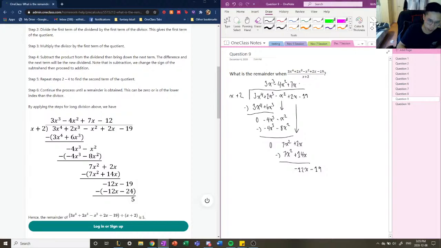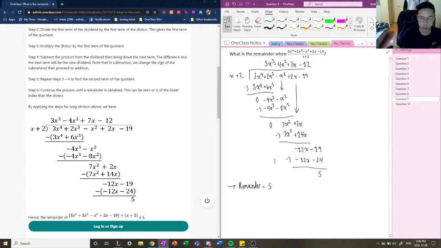We're almost there. So how do we get rid of the -12x? We can multiply it by -12 itself. You get -12x - 24. If we subtract these together, we get 5. So our remainder here is basically 5. So remainder equals 5.